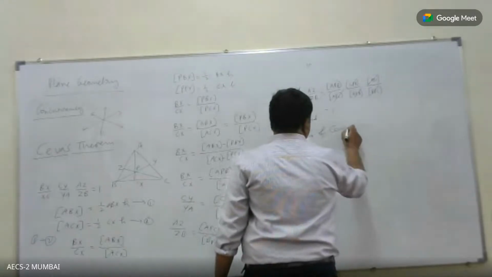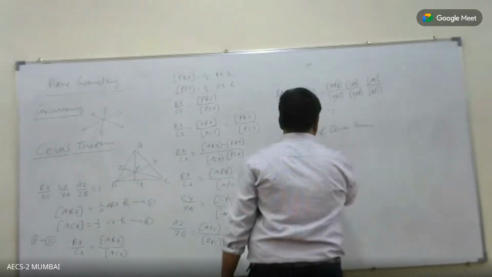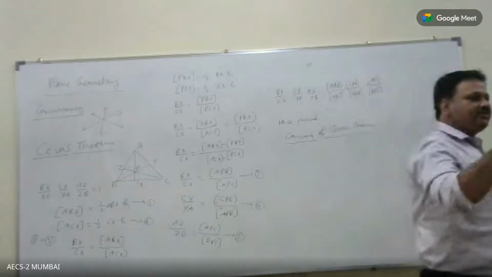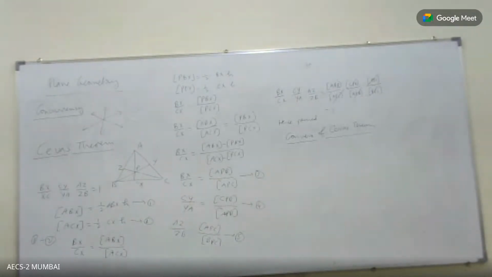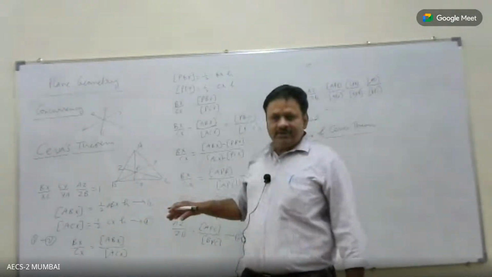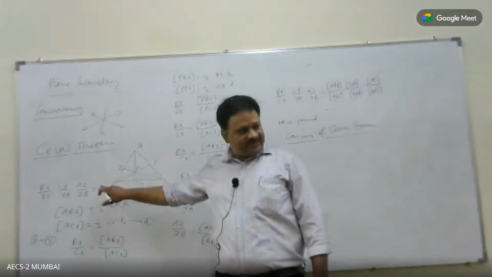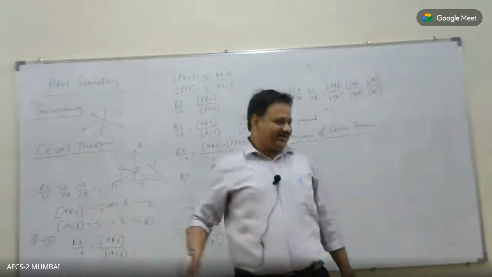Next. Converse of Sever's theorem. So let us go fast. Oral answer will do for this. Converse, what will it be? The figure will be the same. If this ratio is maintained, they will be concurrent.